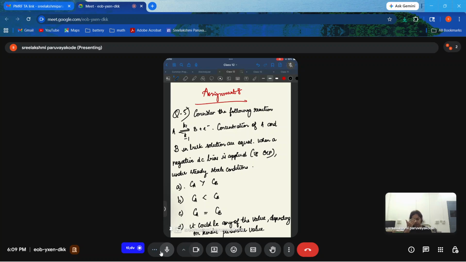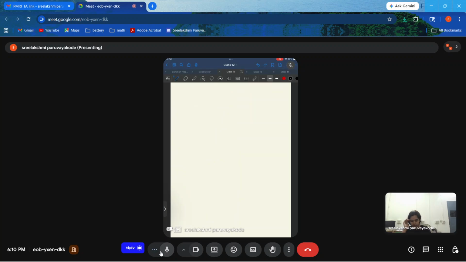When a negative bias is applied, you know that the backward reaction is happening. That is, B will be continuously forming A, right? So when the reaction progresses, under steady state condition, you will have the product greater than the reactant. That means the concentration of A is going to be greater than the concentration of B. Is that the option given? So that's the answer. Now let's move on to the next question.